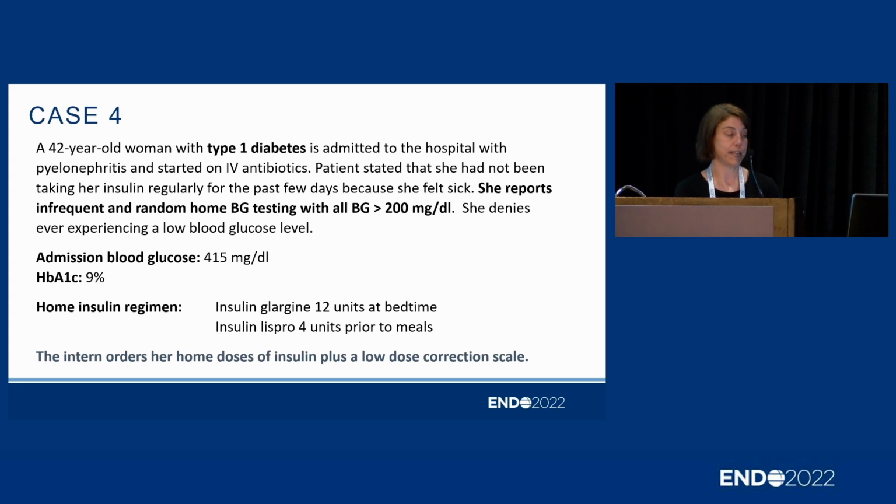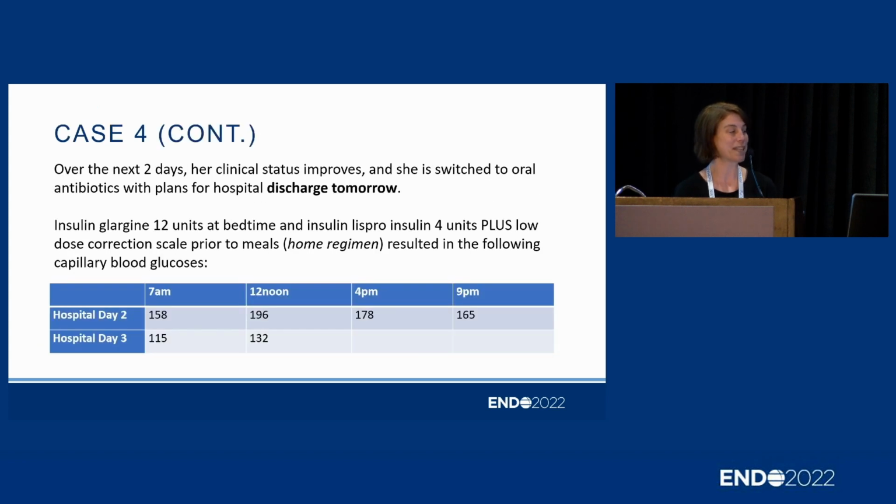At home, she's supposed to take insulin glargine 12 units at bedtime and insulin Lispro 4 units prior to meals. On admission, the admitting intern orders her home doses plus a low dose correction scale, which would be typical of what I would expect. Over the next 2 days, her clinical status improves. She's getting ready to be discharged. She's switched to oral antibiotics, and she's going to go home tomorrow. Her glucoses on the regimen that she takes at home, in addition to that correction, are there for you to look at. I'll give you a second to take a look at those glucoses, which, given her infection, really don't look terrible.